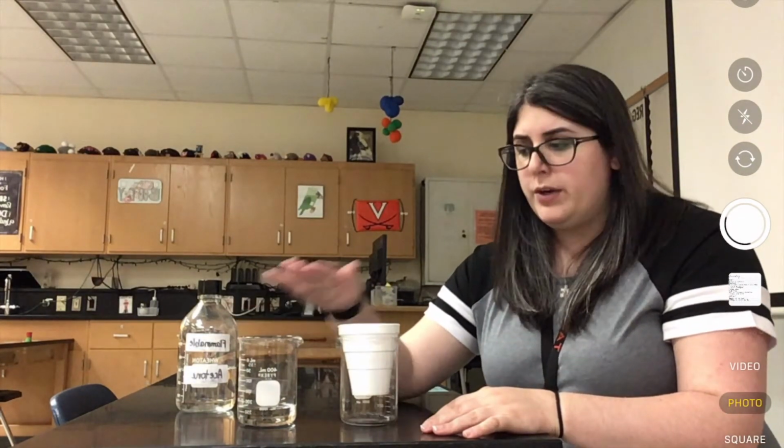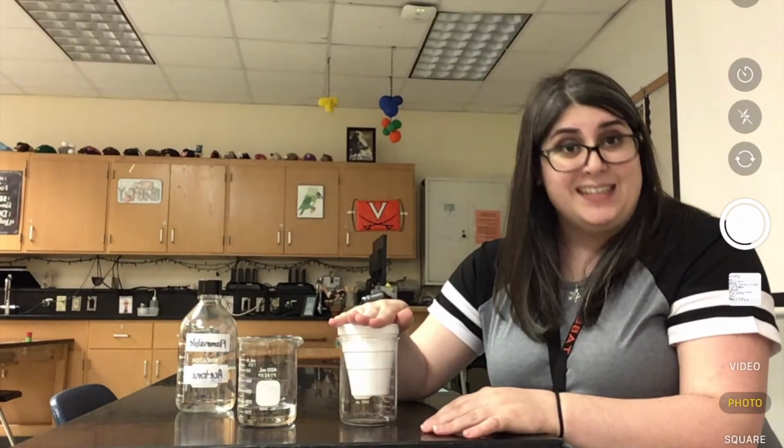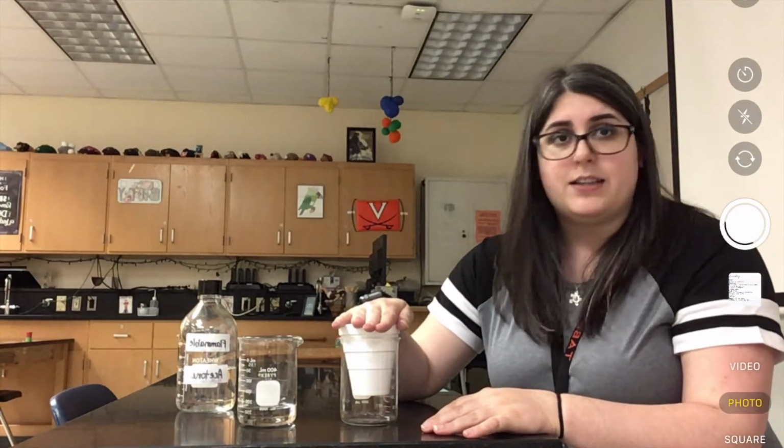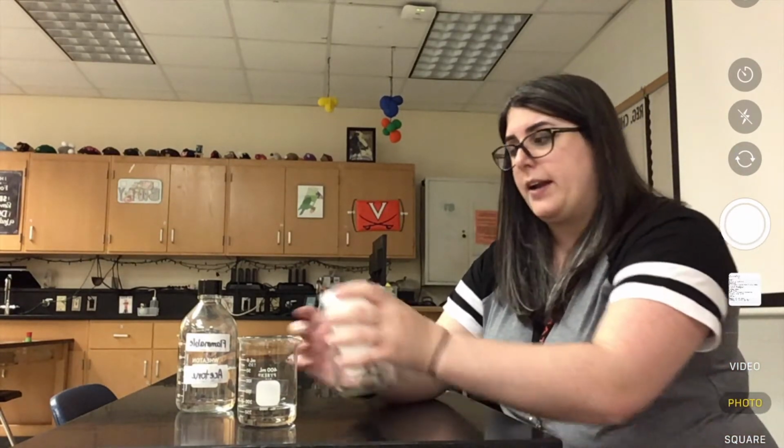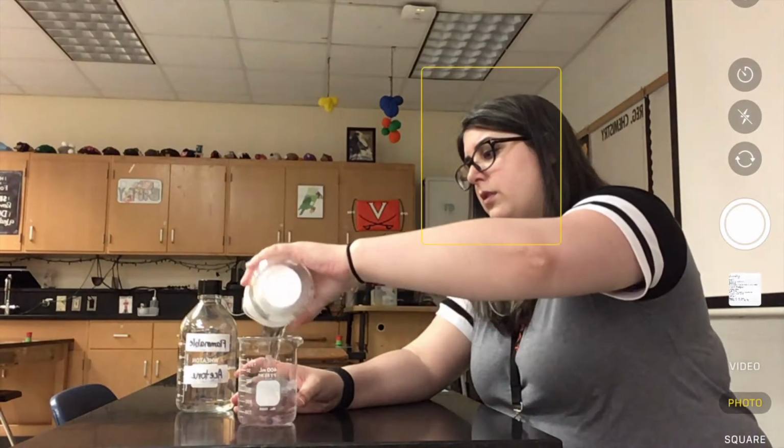It'll hold our water. So what does that mean about the polarity of this styrofoam cup? We know water is polar. So if the styrofoam was not dissolved, it means they're not the same type of polarity. So the styrofoam is nonpolar. I'm going to pour this water back now. All done with water.